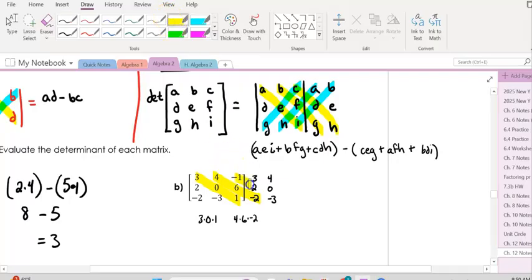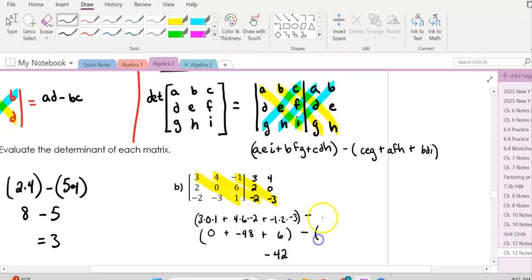I'm going to do negative 1 times 2 times negative 3. All right, those numbers you add up. So 3 times 0 times 1 is 0. 4 times 6 times negative 2 is negative 48. And then negative 1 times 2 times negative 3 is going to be 6. So altogether, that creates negative 42.